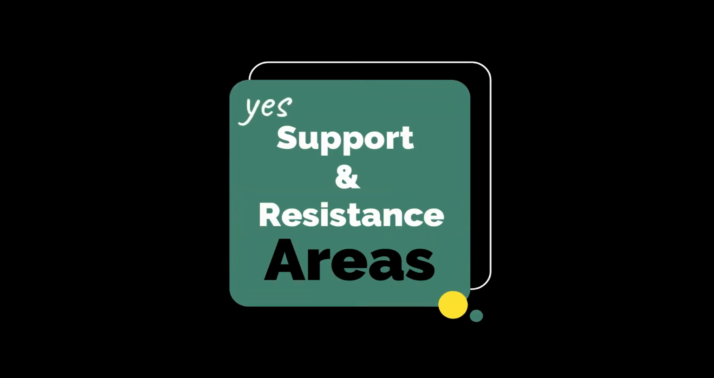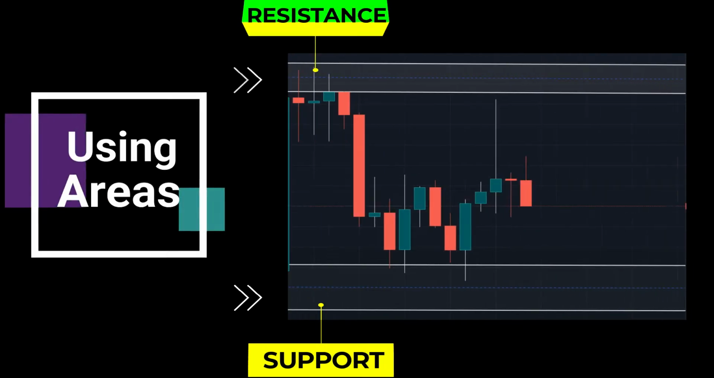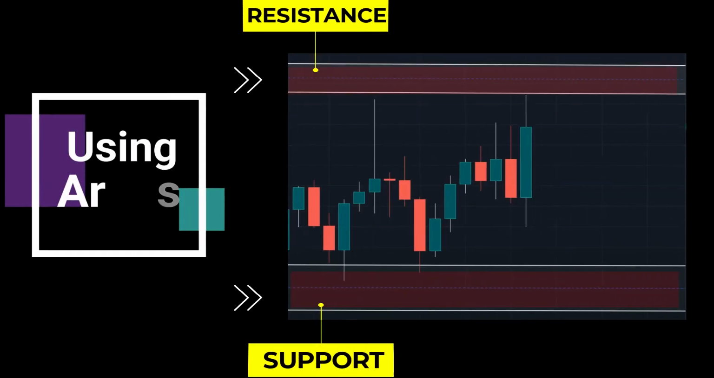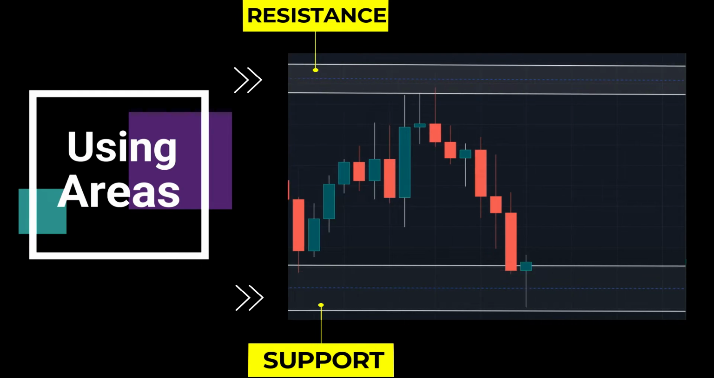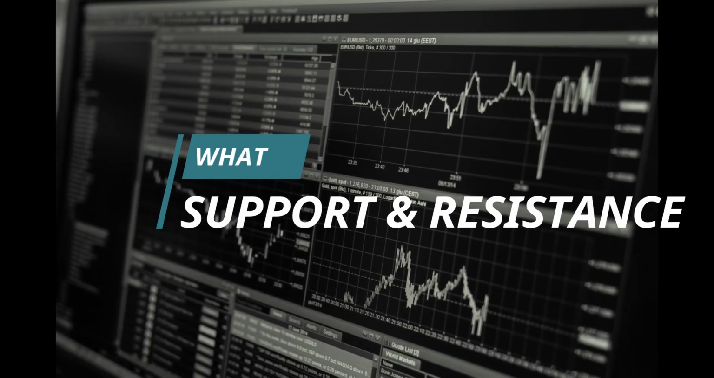Yes, we are going to use areas, and we are only going to enter a trade when the price is exiting out of these areas. Let me show you how to do it. But first, we need to understand what is support and resistance.